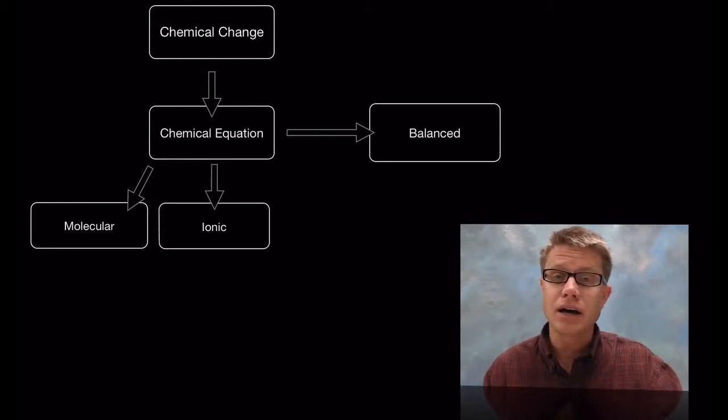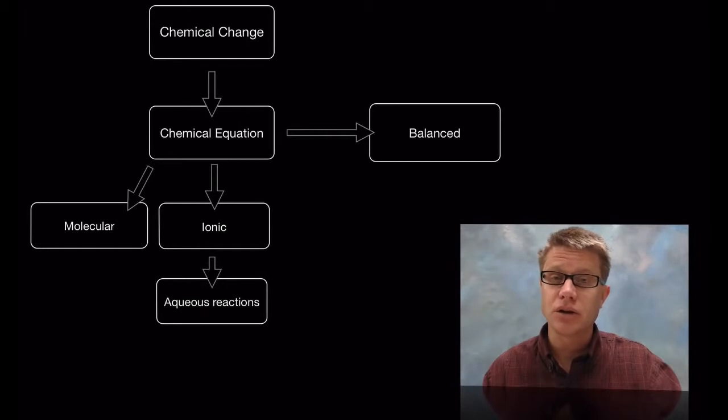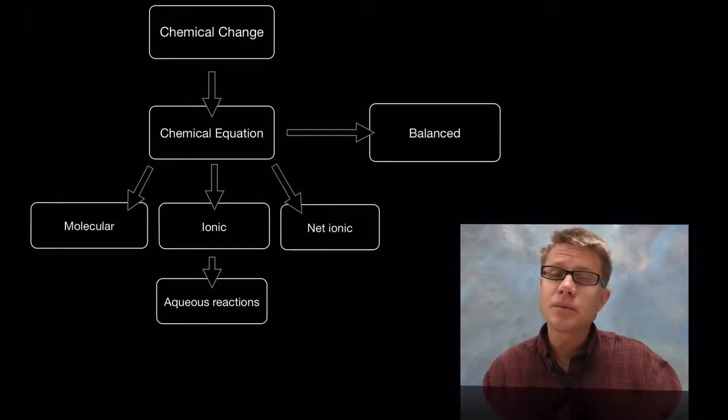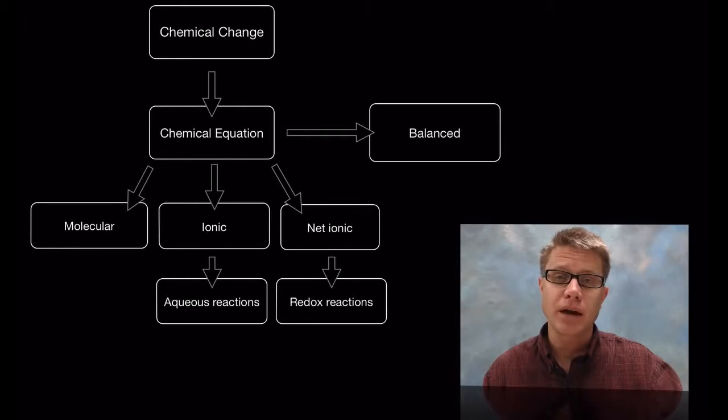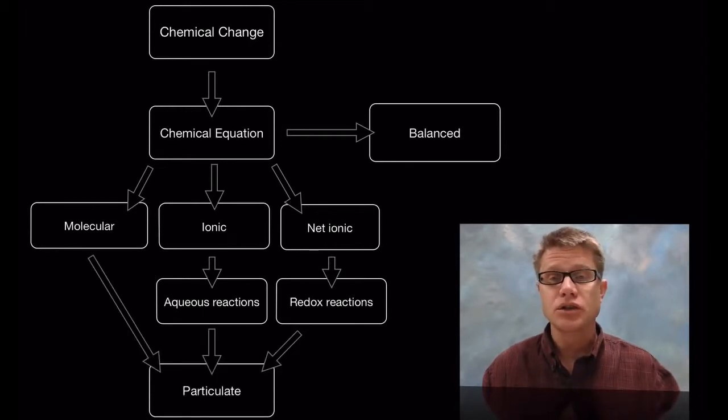One is an ionic, and sometimes we call it a complete ionic equation. This is most important when we're looking at ions dissolved in solution, or in aqueous reactions. And then there's something called a net ionic reaction. What that allows us to do is really just look at the atoms that are important in that equation, and that'll also become important when we're looking at redox reactions. But for all of these equations, we should be able to go back to that particulate and really understand what's going on in a chemical reaction.